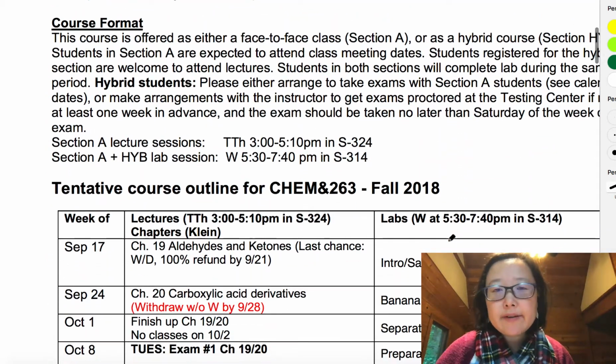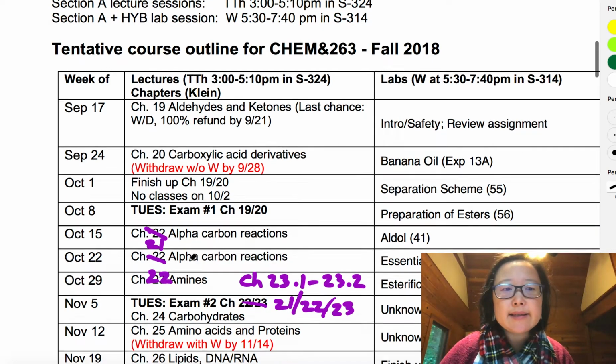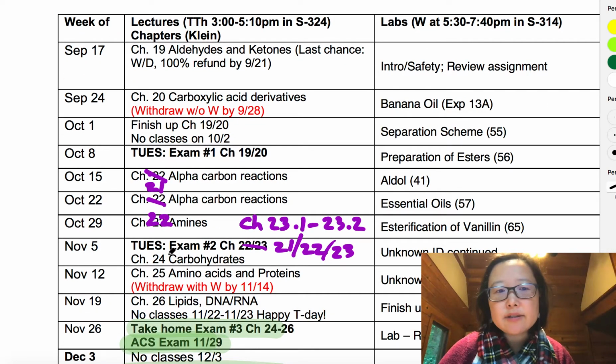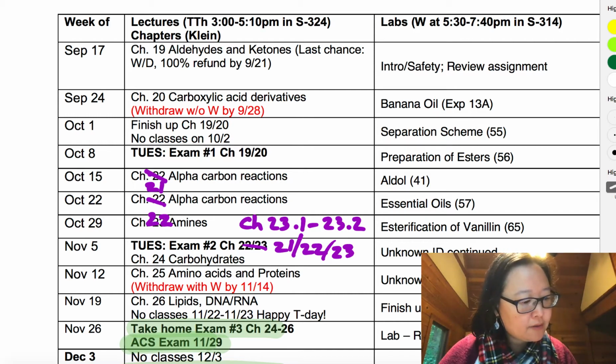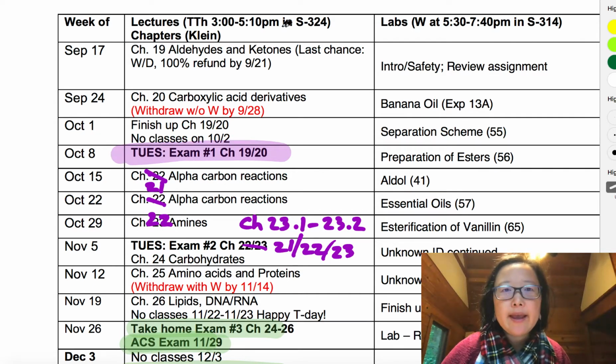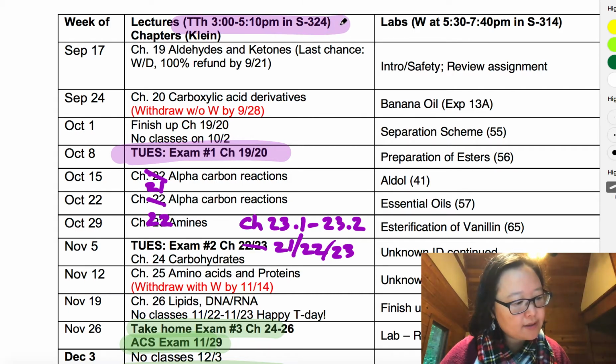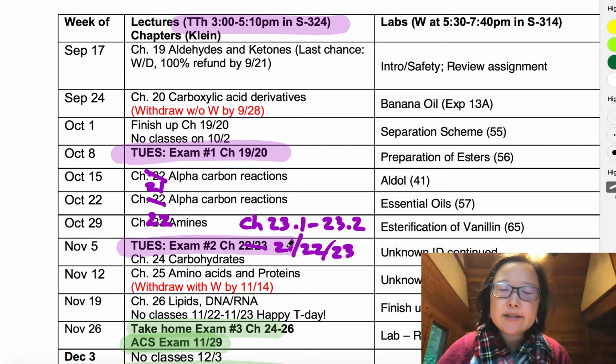And the last part that I forgot to mention is how the exams are done. Probably for those of you who have flexible schedules, maybe just coming in and taking the exam with the other class on Tuesday afternoons. Right here, let me highlight those for you. So taking the exams here the week of October 8th, you could just come to class. We're in S324. So you could just come to class that day at 3 o'clock. We also have another exam here, so you could just pencil that into your calendar.